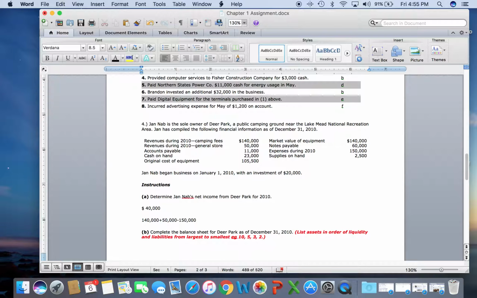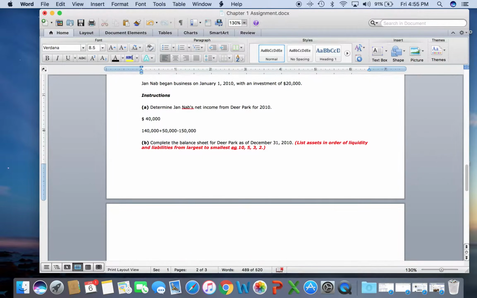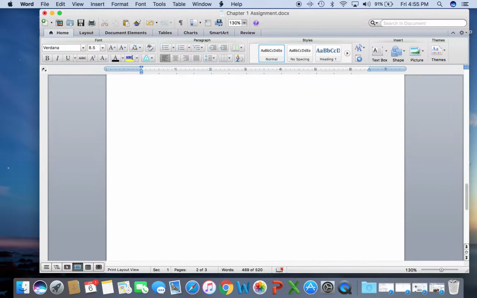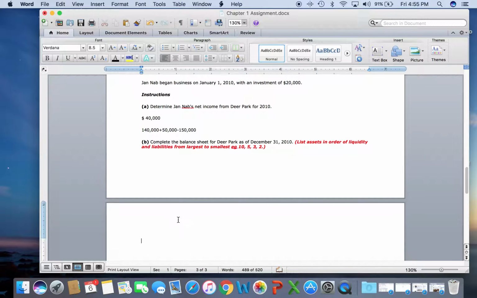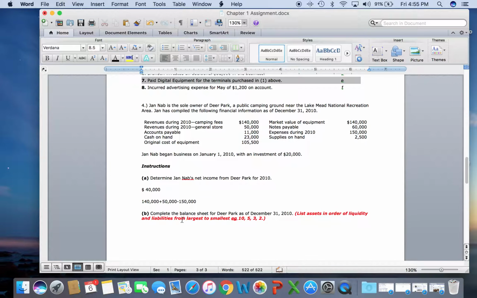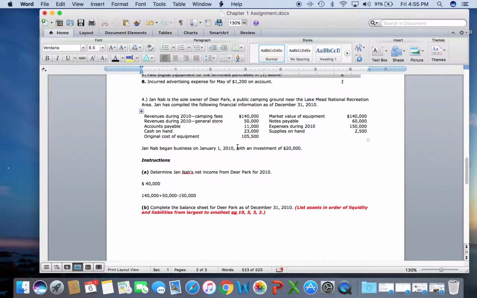Okay, and the last part says, complete the balance sheet for Deer Park as of December 31st, 2010, in order of liquidity. Remember, your balance sheet is always assets equals liabilities plus equity. So again, we'll start with the assets. Okay, and the first asset we always start with is cash. Okay, and let's see, cash is $23,000.